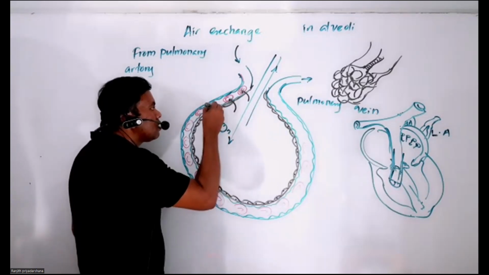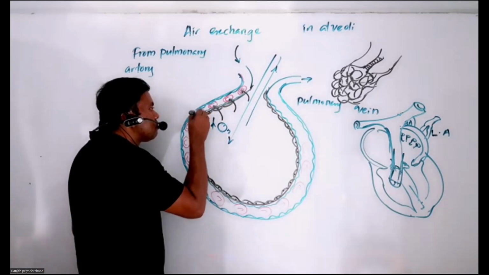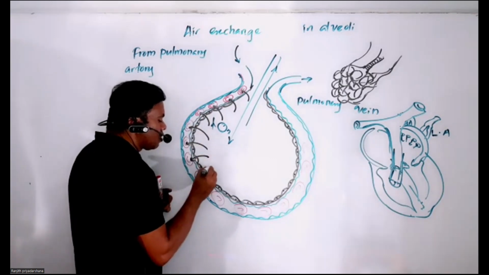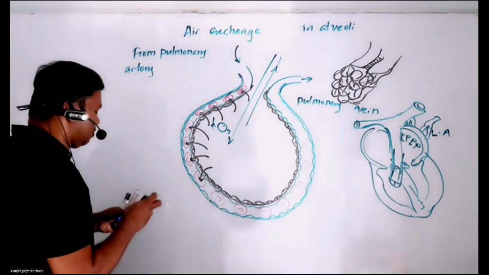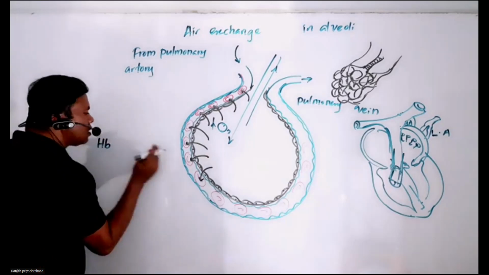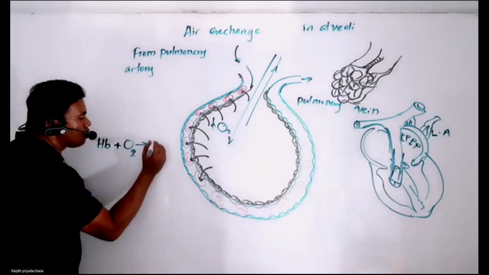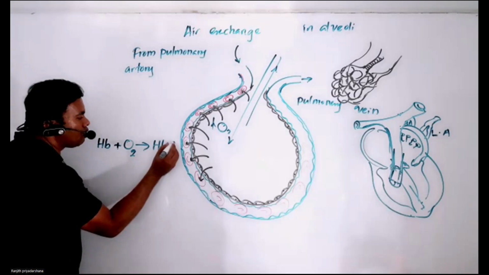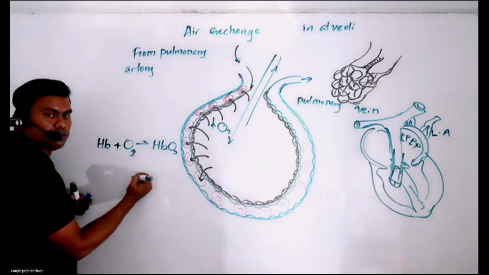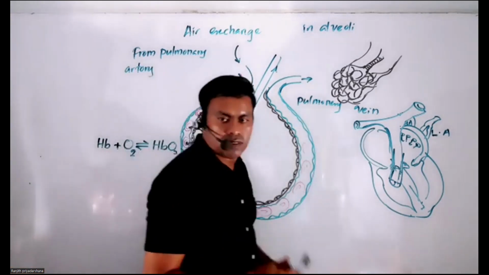Diffusion of oxygen starts from this alveoli space to the red blood cells. So this is the oxygenation process. In that, what happens? Hemoglobin in the red blood cell combines with oxygen to form oxyhemoglobin, HbO2. So this is happening in both directions, forward and reverse. Right.